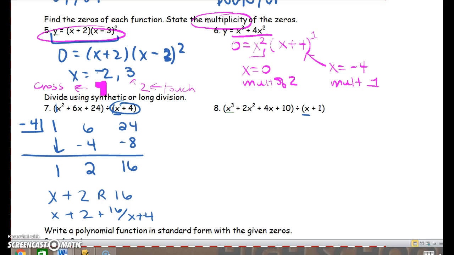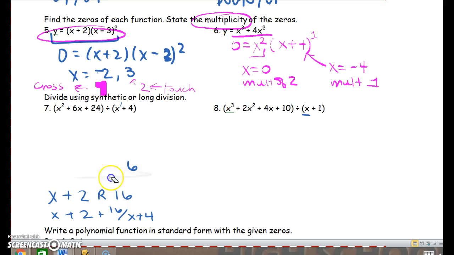The alternative approach, just so you guys can see it, is if we were to use long division. I'm going to go ahead and erase that and then do the same thing using long division, just so you guys can see both. I like synthetic division because it's quicker though, so if you can use it, I usually do.